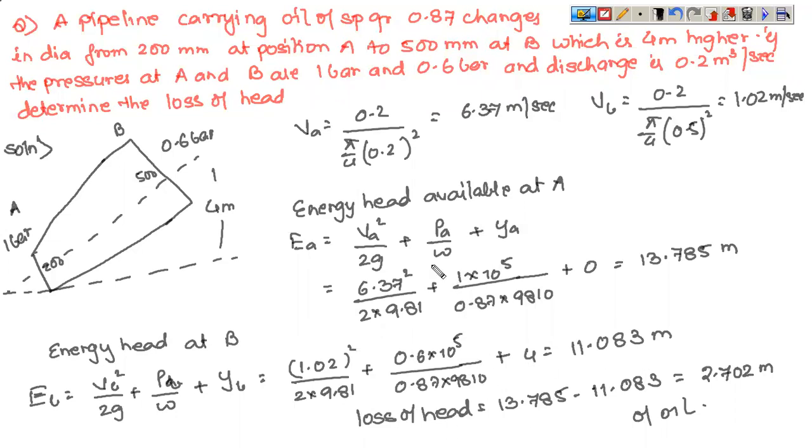The loss of head is the change in energies that has taken place at entry and exit. So the energy head available at entry is 13.8785. The energy head available at exit is 11.083 meters. So if you subtract them, the difference is 2.702 meters of oil. This is the total loss of head that has taken place due to friction or due to change in the diameters for this problem.